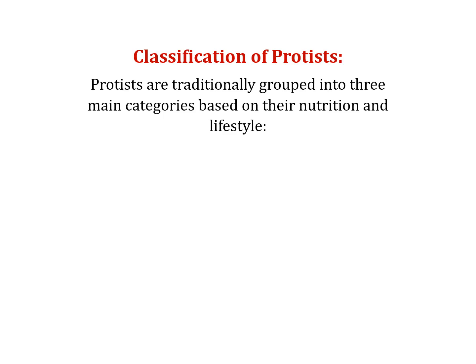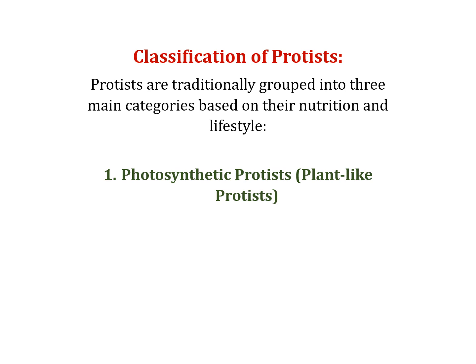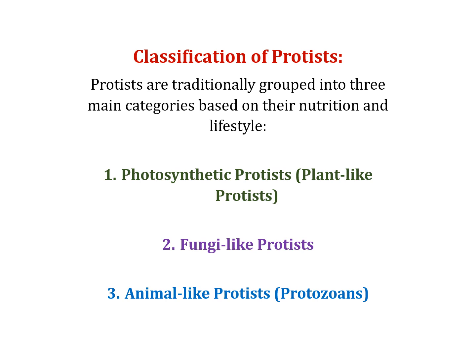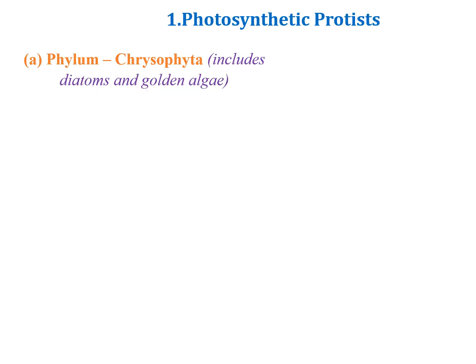Now, classification of Protista. Protista are traditionally grouped into three main categories based on their nutrition and lifestyle. One is photosynthetic Protista, the plant-like Protista. Second, fungi-like Protista. Third, animal-like Protista, that is the protozoans. Now first we understand the photosynthetic Protista.